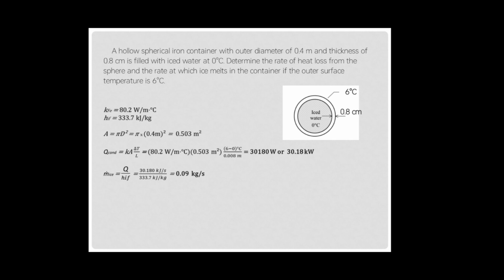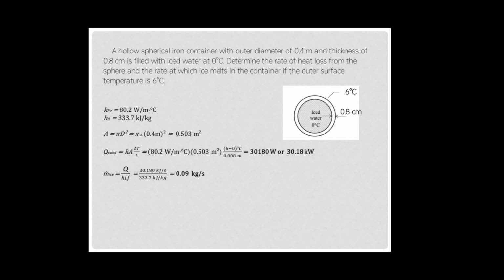Now, a hollow spherical iron container with outer diameter of 0.4 meters and thickness of 0.8 centimeters is filled with iced water at 0 degrees Celsius. Now, determine the rate of heat loss from the sphere and the rate at which ice melts in the container if the outer surface temperature is 6 degrees Celsius.